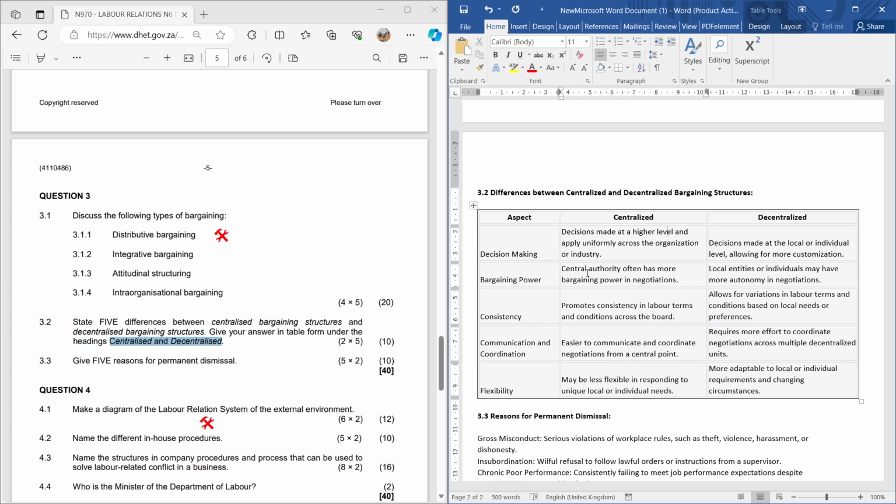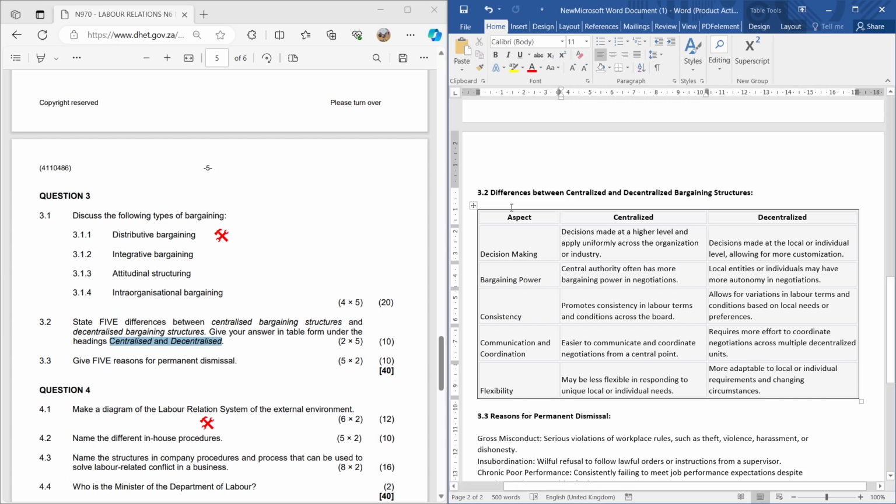If I'm able to approach my supervisor and say, I have a conflict with this, how about we try this, that, and that? You understand? So with a decentralized bargaining structure, it allows that much versatility. You understand? Because local entities or even individuals, they may have some sort of negotiating power, right?